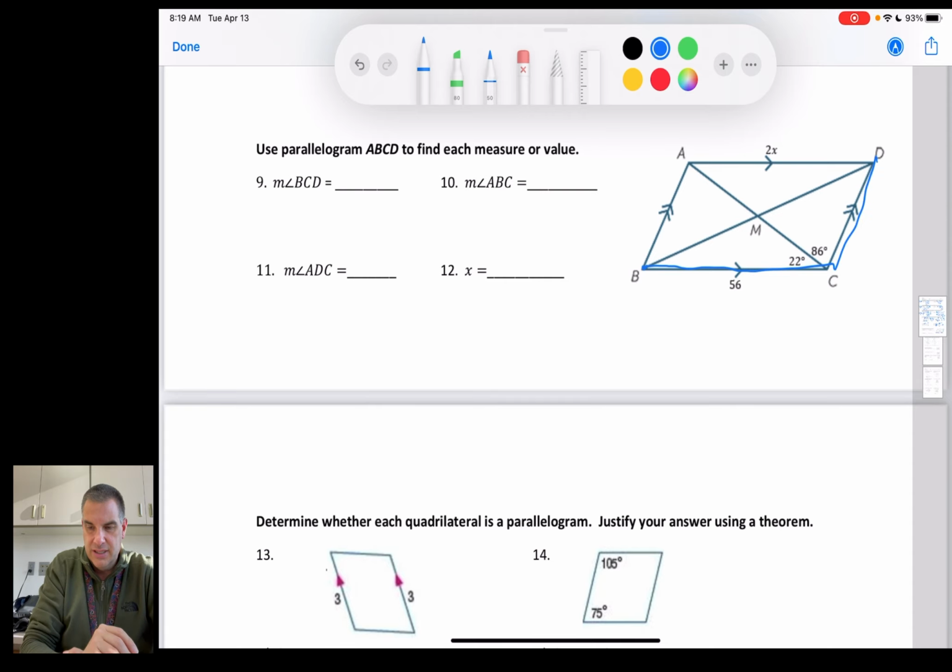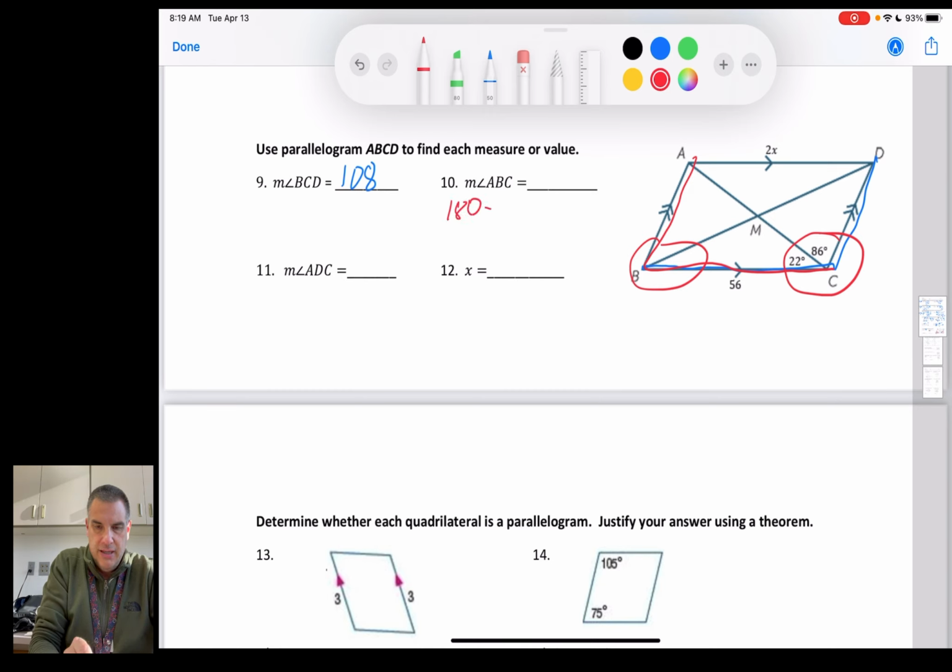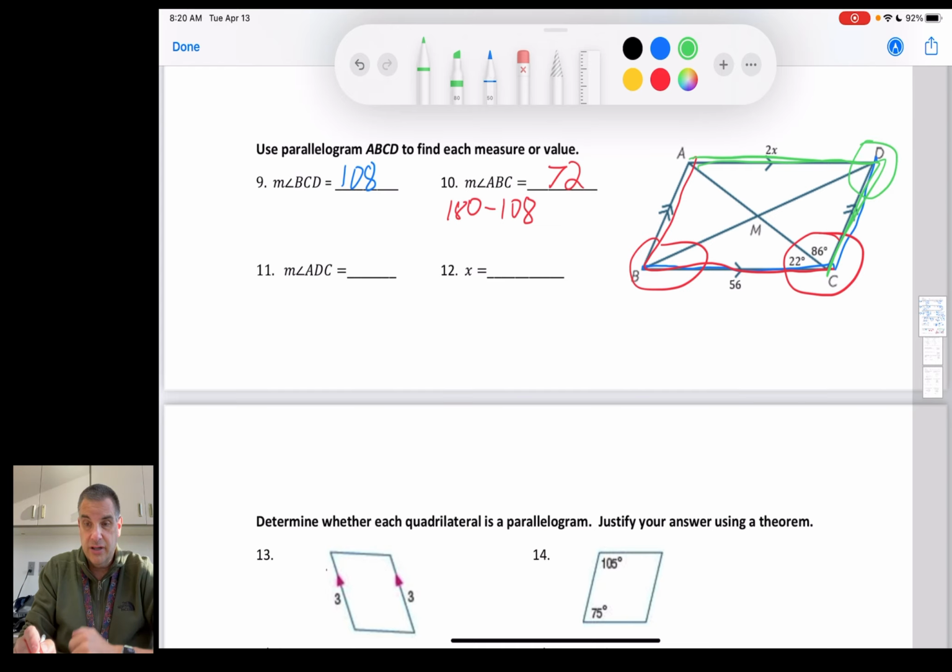Well, 22 plus 86 is 108. So we got that one. Next one, ABC. So remember that consecutive angles have to be supplementary. So we can go 180 minus 108, which is 72, and that's going to give us ABC. And then it's asking for ADC. Remember, opposite sides are congruent, or opposite angles are congruent. So if angle ABC was 72, this has to be 72 as well.